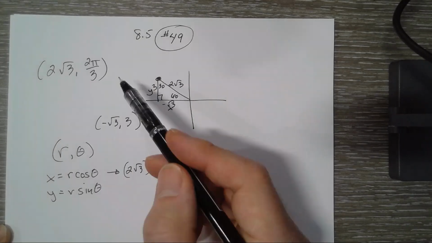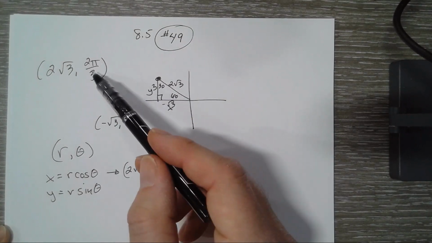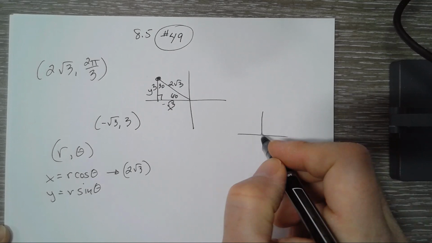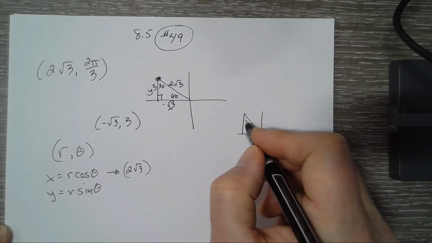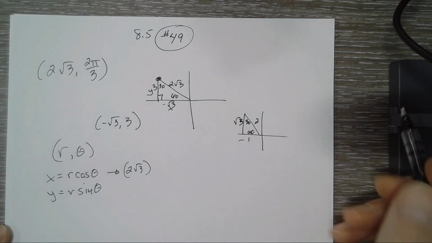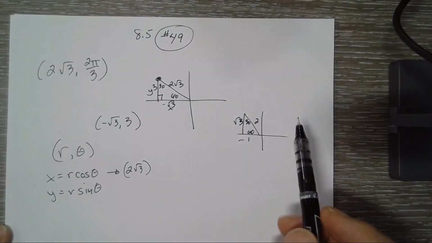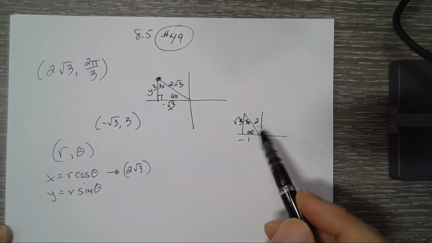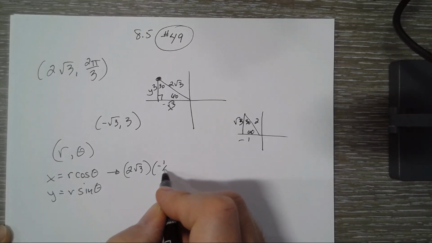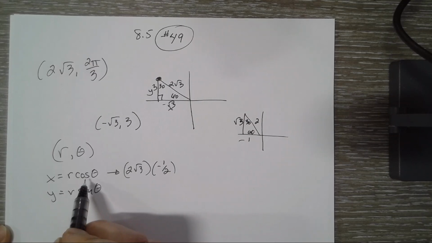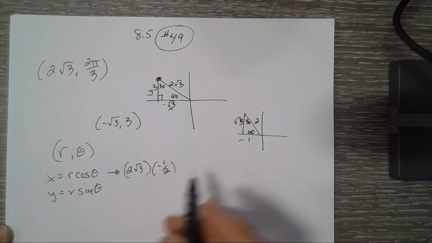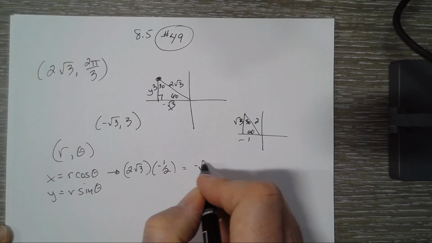Cosine of theta, well, what's the cosine of 2 pi over 3? 2 pi over 3, as I said, is a 60-degree reference angle. So that's 2 square root of 3, and that's negative. So the cosine of 2 pi over 3 is negative 1/2. So r times the cosine of theta, 2 square root of 3 times negative 1/2 is negative square root of 3.